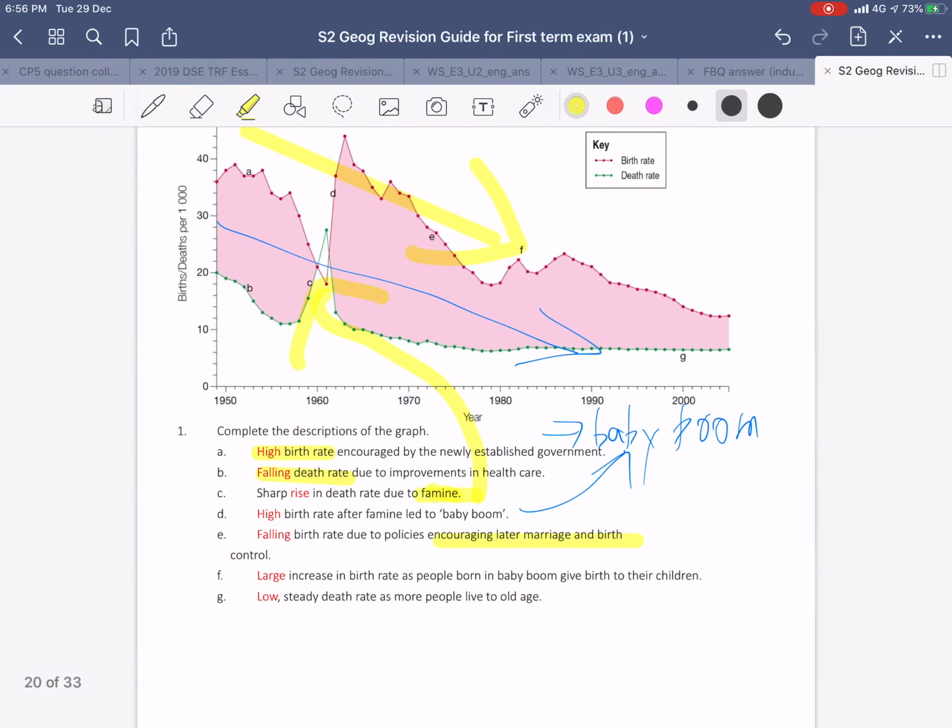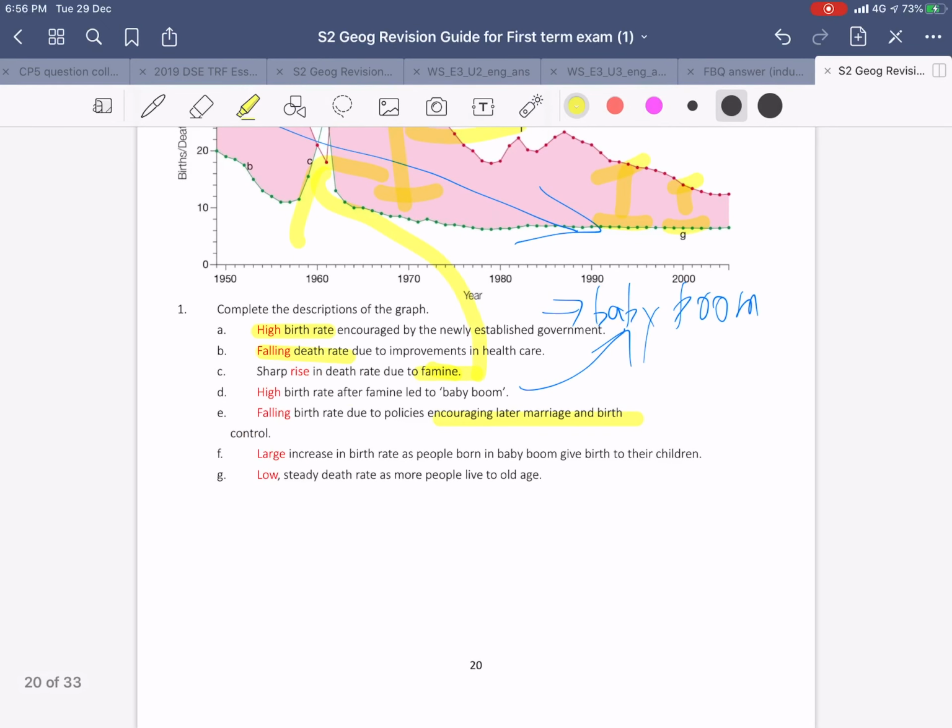But what you may ask, why there are still a lot of population? Why there are still a lot of birth rate? Because the base of the population is still large. Because baby boom, in that time, just like Mr. Leung is born in 1982, which is just the beginning of one-child policy.